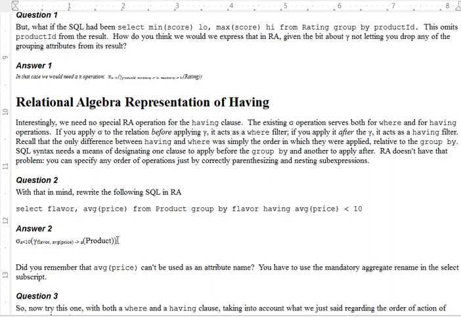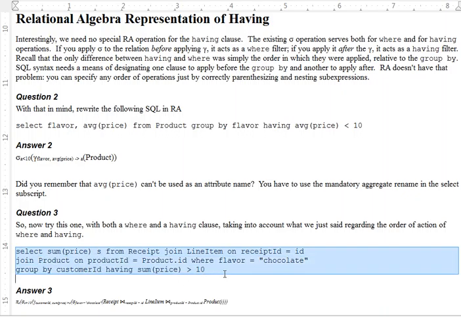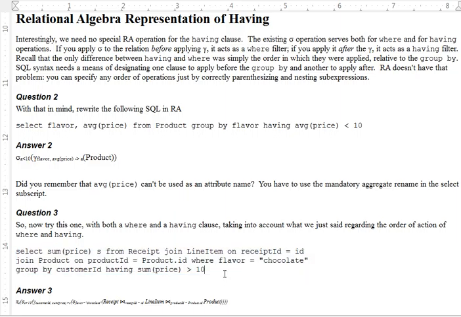Okay, so now try this one instead. It has both a where and a having clause. Take into account what we just said regarding the order of action of where and having.